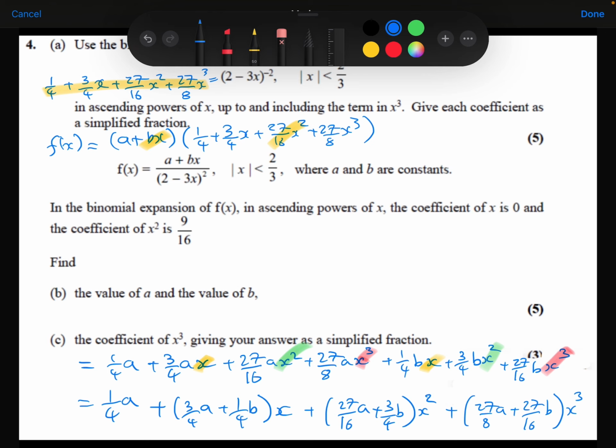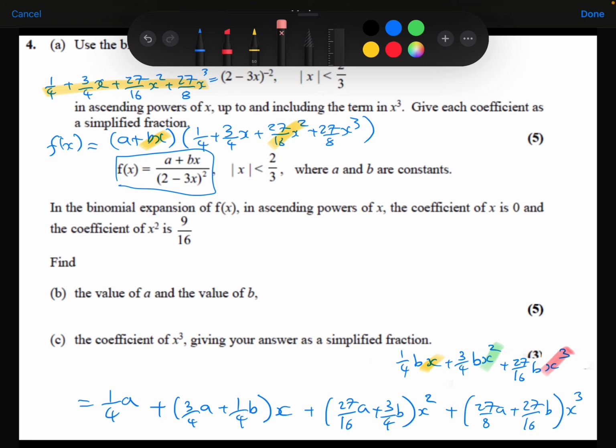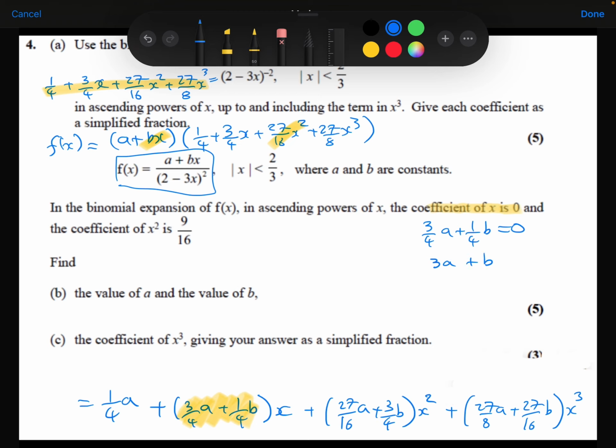Right, so we have expanded f of x and simplified it the best we can in terms of a and b. So let me just delete that so we're not getting confused by it. Right, we are told that in the binomial expansion for f of x, so in what I've just done, the coefficient of x is 0. Well, this is the coefficient of x, so this must be 0. So 3 over 4a plus 1/4 b is equal to 0. Which I could simplify a little bit by timesing through by 4 to get 3a plus b equals 0. That will make that a little bit simpler.